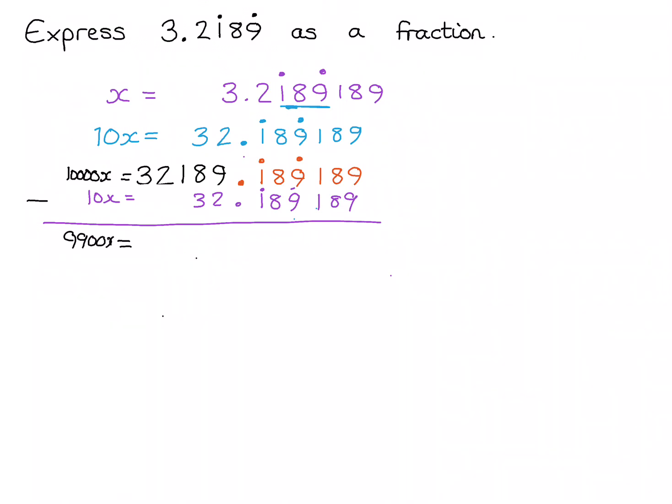On the right hand side, the recurring bit, take away the recurring bit, is going to disappear, so you technically get a bunch of 0.00s there, which we don't need to write in. I then do 32,189, take away 32, it's going to give me 32,157. I then need to get x by itself here so that we make a fraction out of it. So I divide both sides by 9,900, and that is 3.2189 recurring as a fraction.